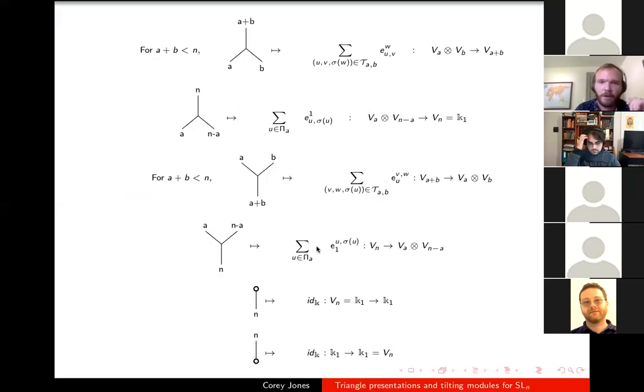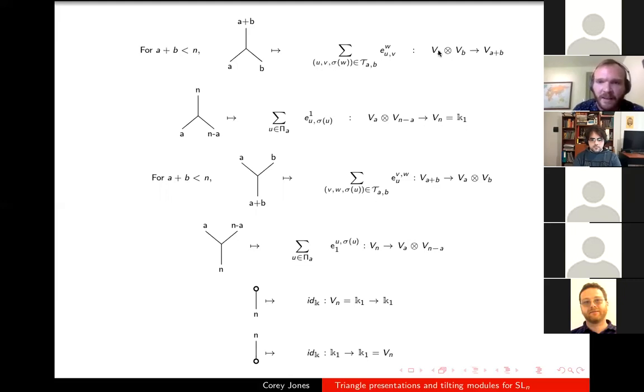And then we will do this. So I'm going to assign the trivalent vertex. It's supposed to map from V_A tensor V_B to V_{A+B}. Well, I'm just going to sum over all those matrix units that go from V_A tensor V_B to V_{A+B}, where this triple U, V, sigma W is actually in the triangle presentation. And what this T_{AB} means, it's just some notation which I should have explained. It just means it's the stuff in the triangle presentation T whose first entry is in pi_A and whose second entry is in pi_B.